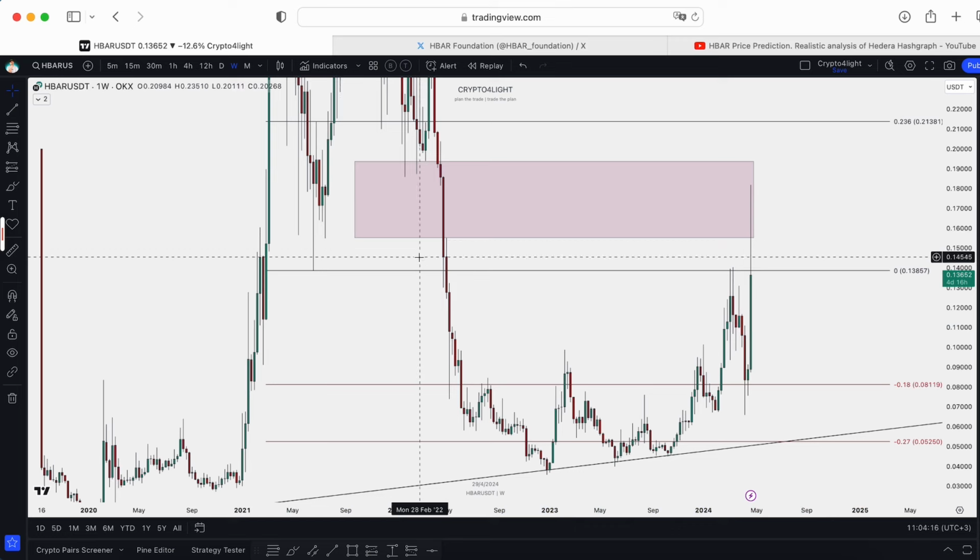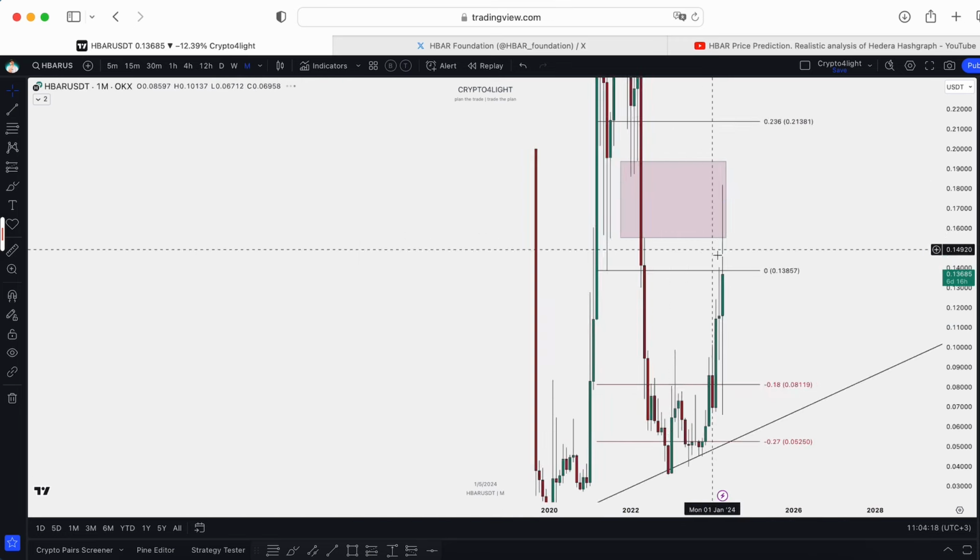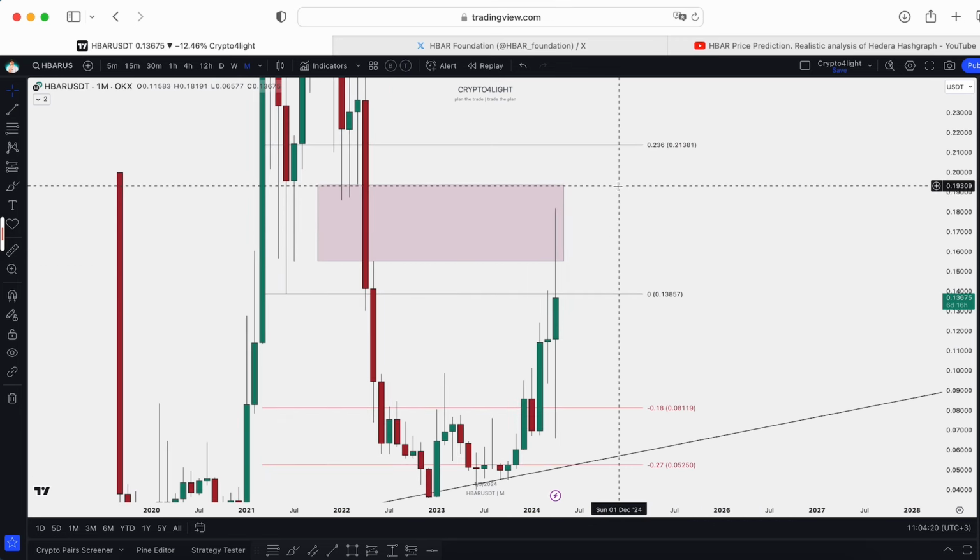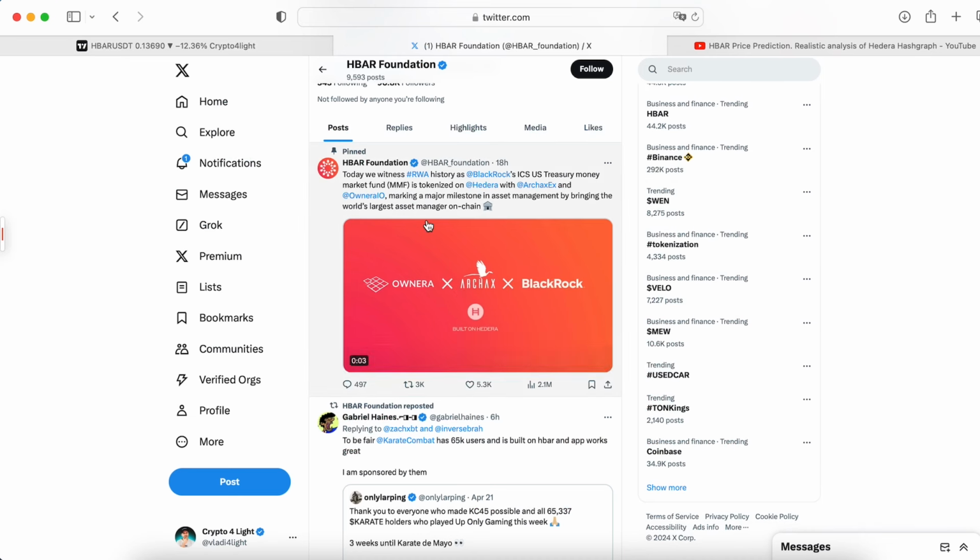So we can close this one. This is a monthly gap, and we almost closed even the fulfill of the monthly gap. So it's 1936. Why did we pump? Basically on this news: HBAR Foundation made a post yesterday. The fund of BlackRock started work on Hedera Hashgraph. This was the trigger for this pump.